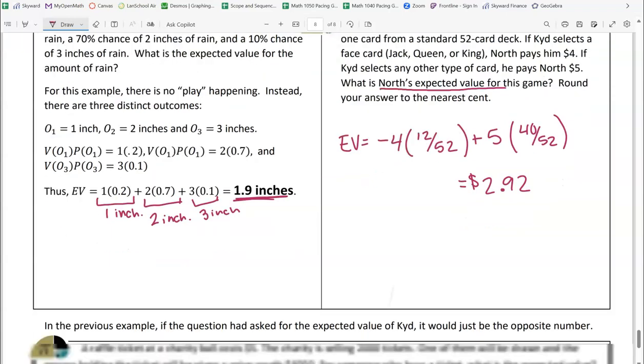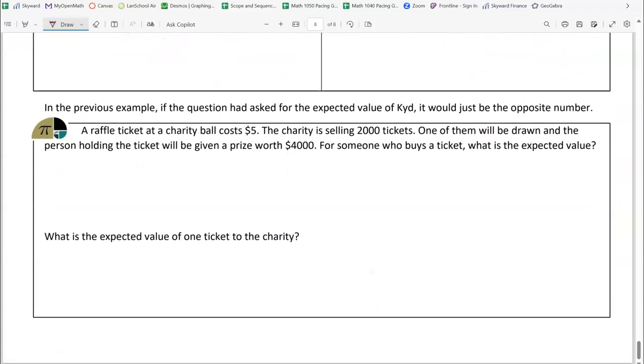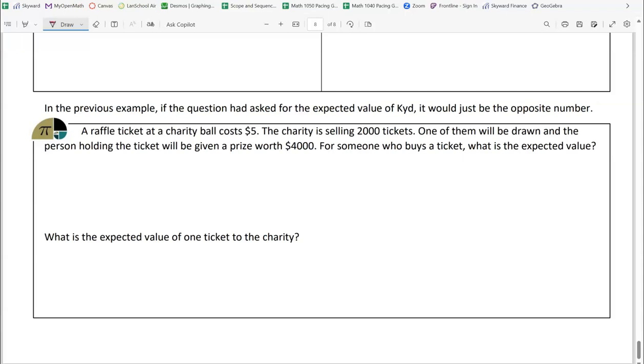Okay. All right, one last example. Looking at a raffle ticket for a charity ball, the charity is selling 2,000 tickets. One of them will be drawn, and the person holding the ticket will be given a prize worth $4,000. When someone buys a ticket, what's the expected value? So this is the expected value for the person who's buying the ticket, right? In a second, we'll do the expected value for the charity.